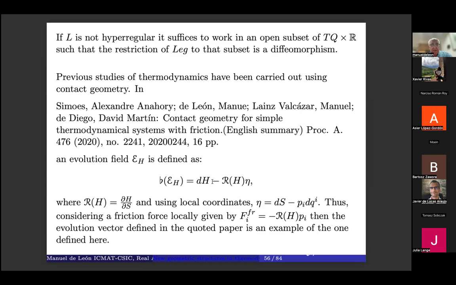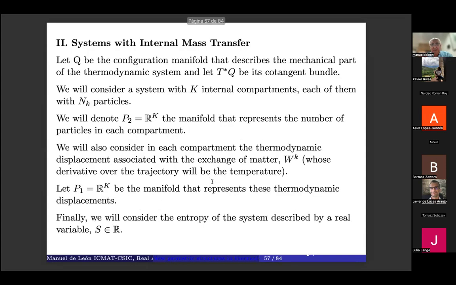Of course, in this case, one can recover the contact thing using some friction force defined to take into account this dissipation. But in general, and this is another step in the plan, is just to consider, for instance, the second step, systems with internal mass transfer.